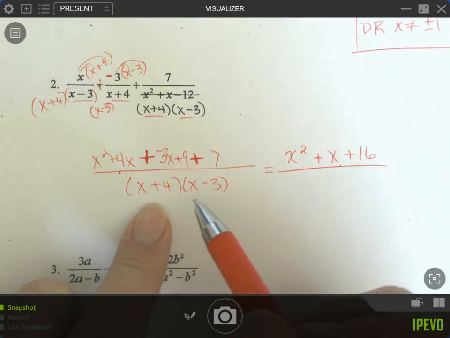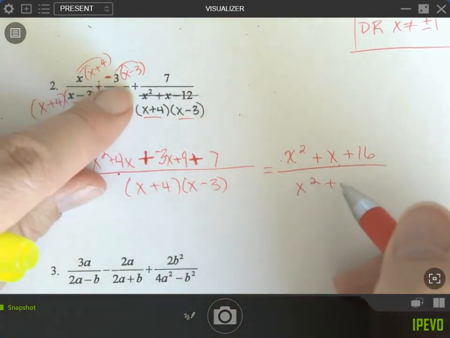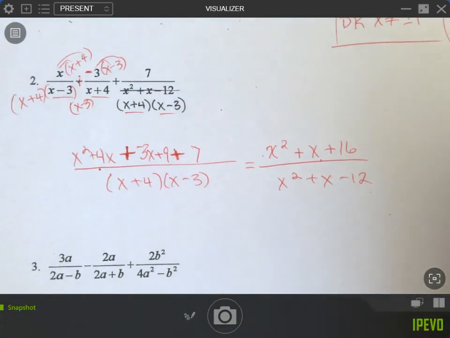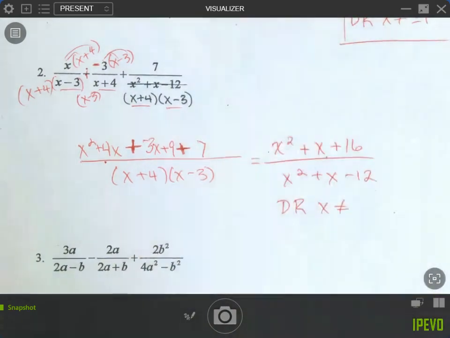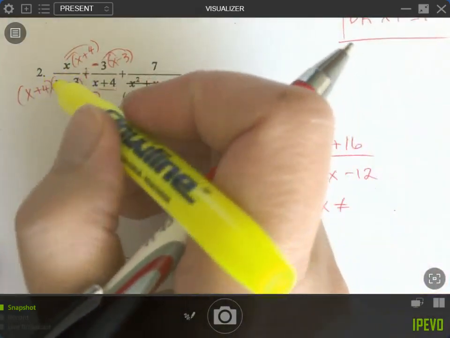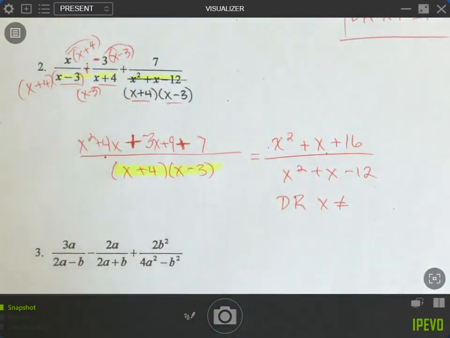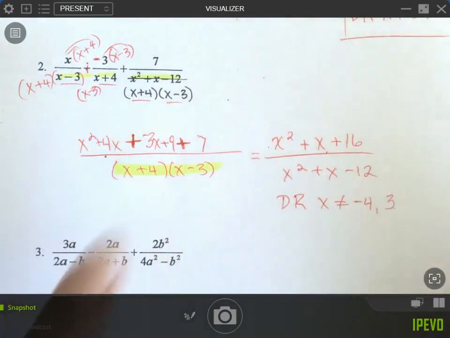Now, you could FOIL this, but didn't this exact denominator come from the x squared plus x minus 12? So nothing changed on that. That's why I can go back to it. Domain restrictions, what can't x be? Original denominators were these pieces right here. These were your originals. So right here, x can't be negative 4 or 3.